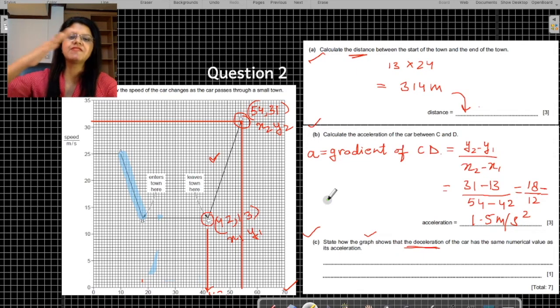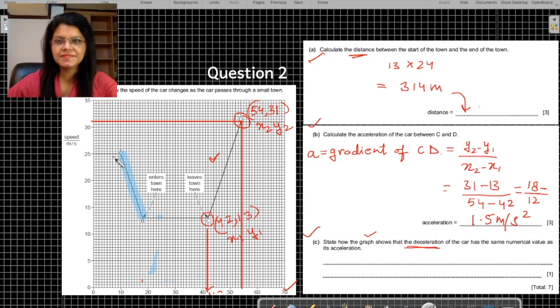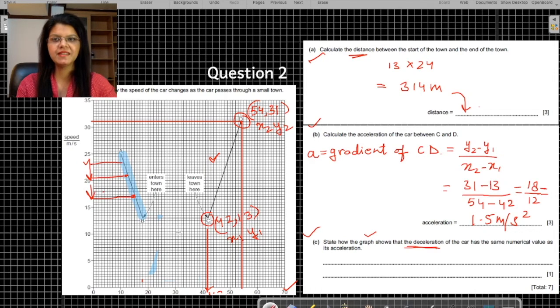Why? Because the graph is going down. It is a negative slope line. Let us understand. Here if you see, the speed of the car is going down with every passing time. Speed is decreasing, right? Speed decreasing means deceleration. So the part AB of the graph represents deceleration.